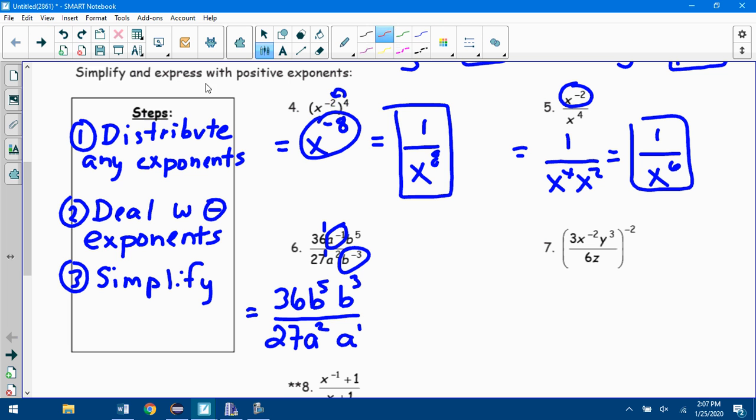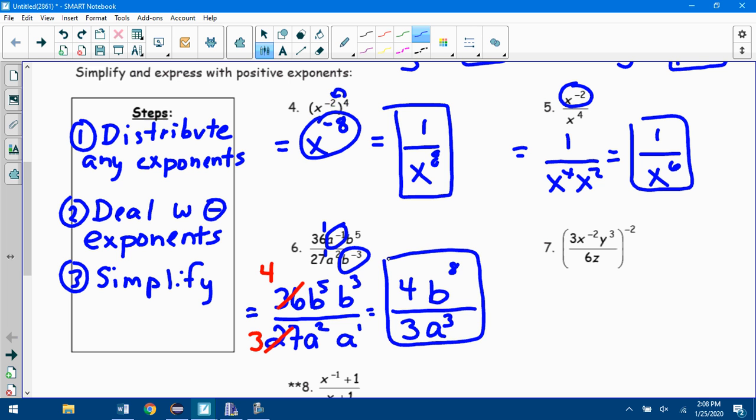Now we're at the simplify step. We can combine the a's and the b's, and then look at the numbers. Can you reduce them? Well, yep. 9 goes into both of those. If I divide a 9 out of here, I'm left with a 4. Divide a 9 out of here, and I'm left with a 3. So my answer's going to start with a 4 on top and a 3 on the bottom. How many b's are on top? 8. So 4b to the 8th on top over 3a to the 3rd on the bottom. There you go.